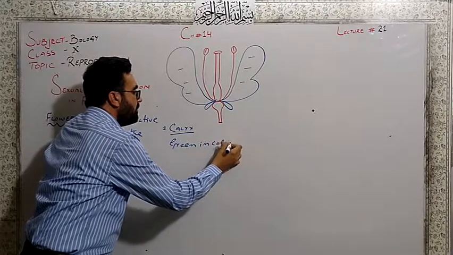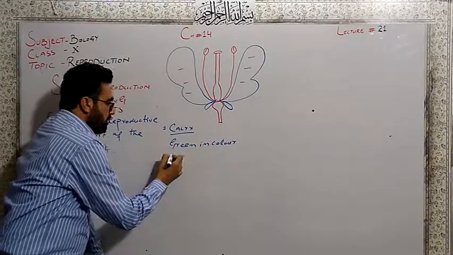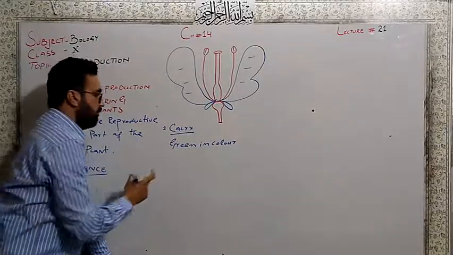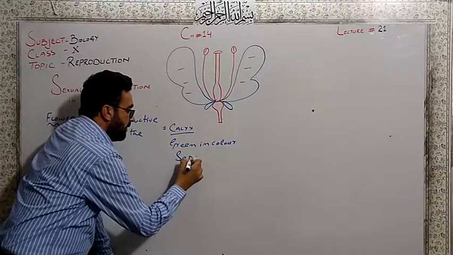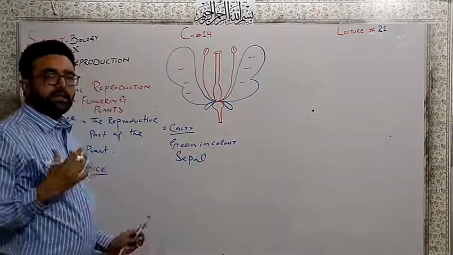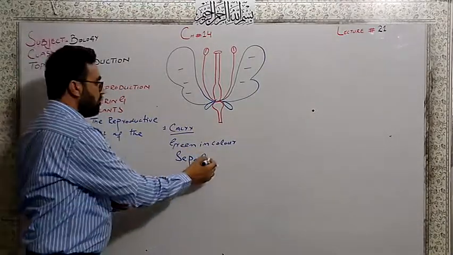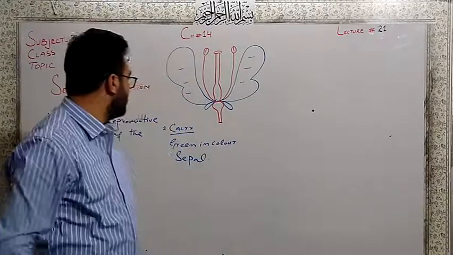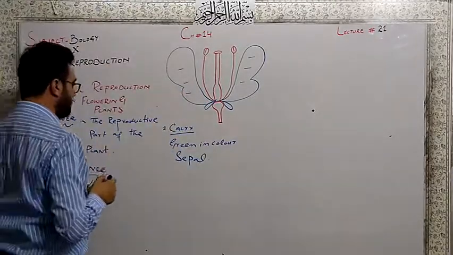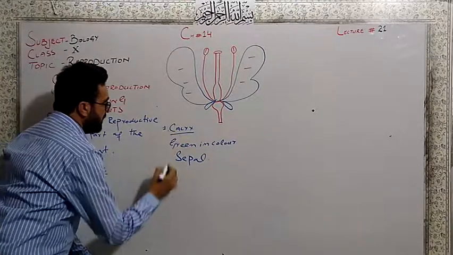It is the outermost whorl of the flower, and a single member of the calyx is called a sepal. In the bud stage, the sepals are closed. When the sepals open, then the flower opens. So it protects the flower at the bud stage. The second one is corolla.